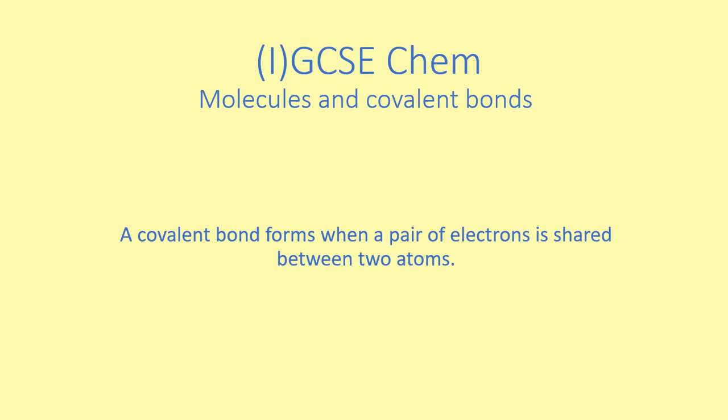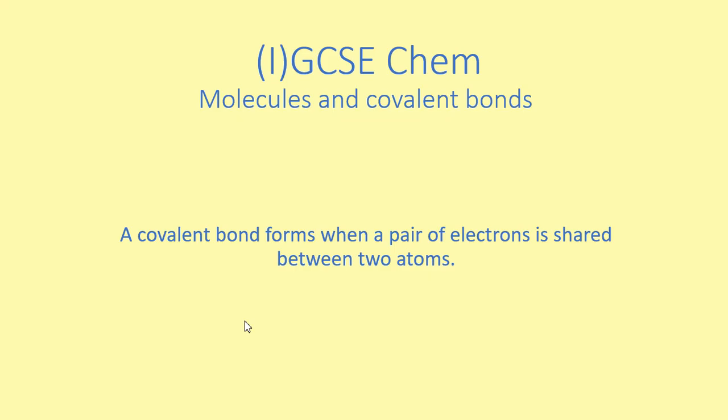Alright, so the subject of this video is covalent bonds. I've already done a separate video on ionic bonds. This is the second type of bonding that we need to be aware of. And as it says, a covalent bond forms when a pair of electrons is shared between two atoms.